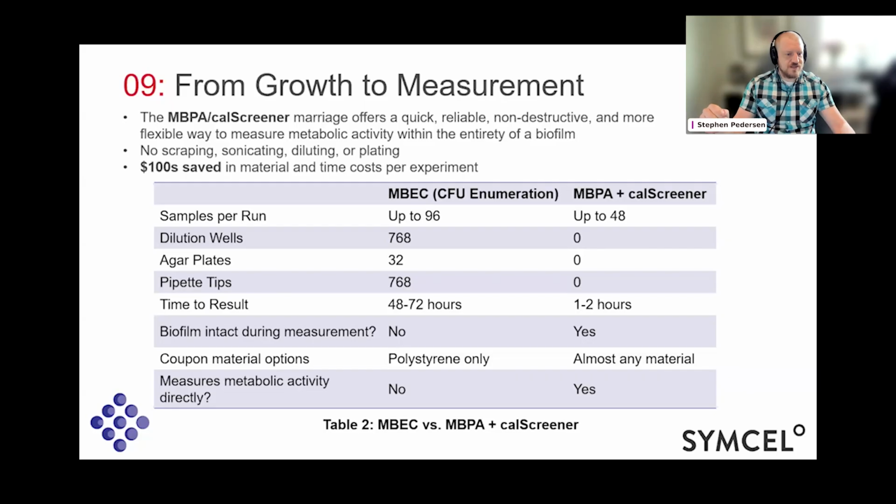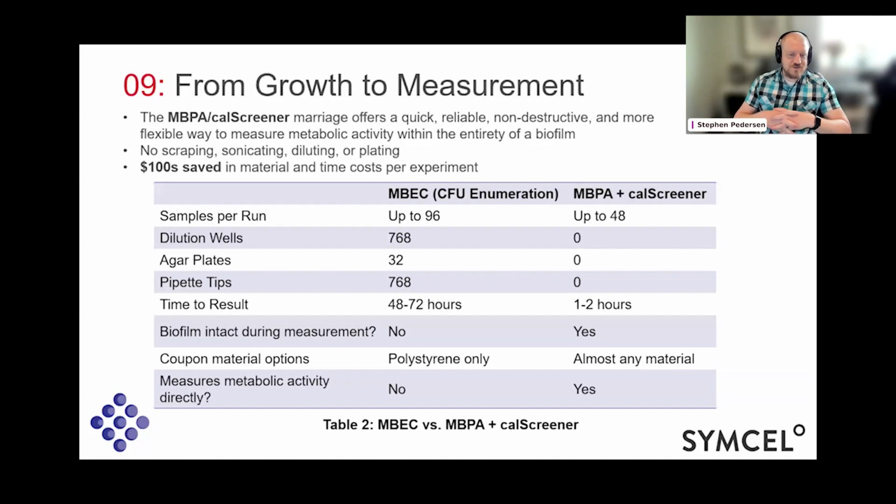At the end of the calScreener running, you get your data, and your biofilm is still intact on the coupon. If you'd like to remove it and place it under a microscope still, you can still do that. The biofilm is still there. You can continue an experiment of some kind if you'd like to. The biofilm still exists on the coupon, which is really awesome. But the MBEC, the biofilm is completely removed and destroyed during sampling.